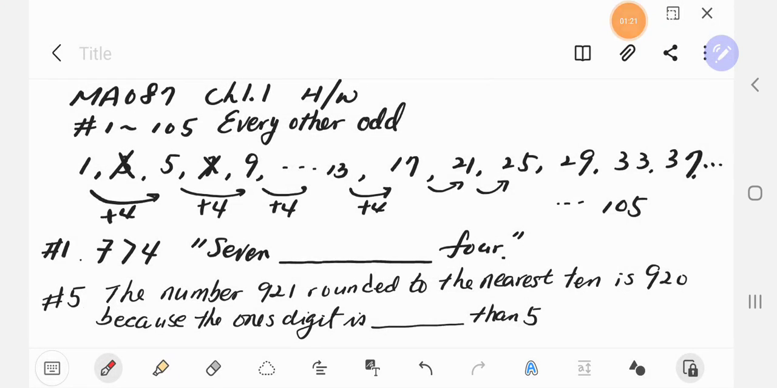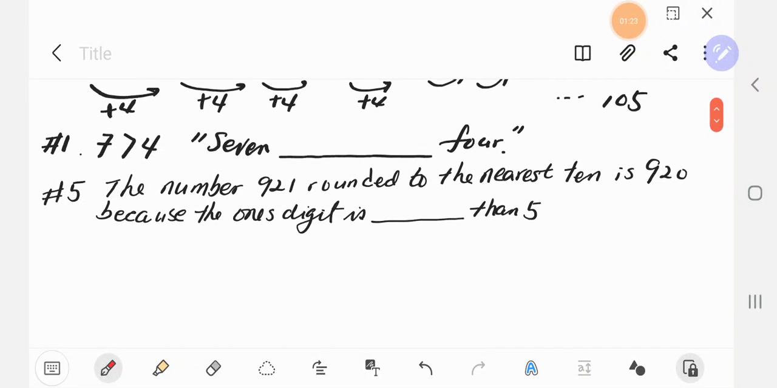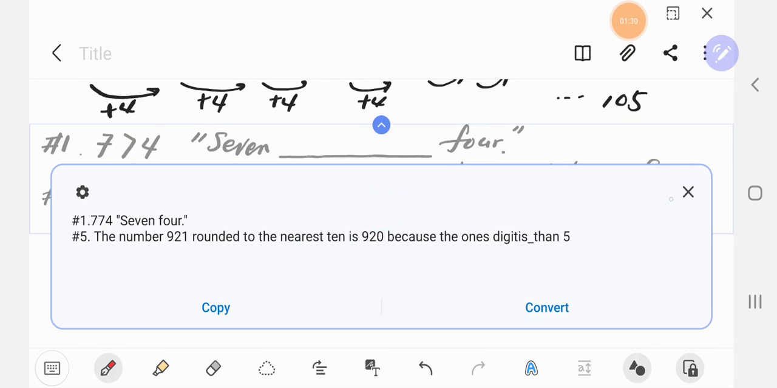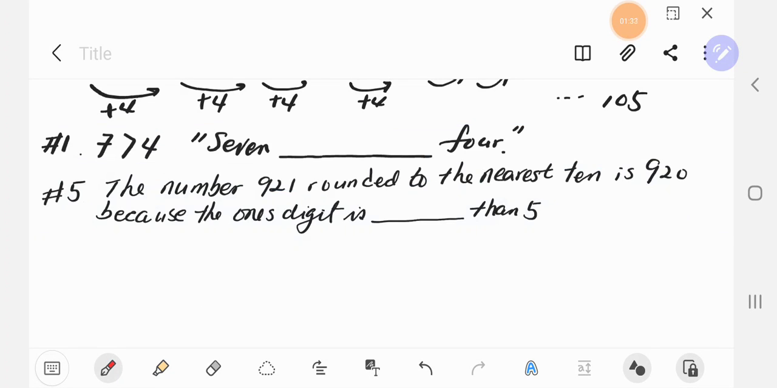Okay, number 1. How do you read this inequality? 7 and the inequality symbol 4. This is how we read: 7 is greater than 4, right? So you can read it as 7 is greater than 4, because 7 is larger than 4.